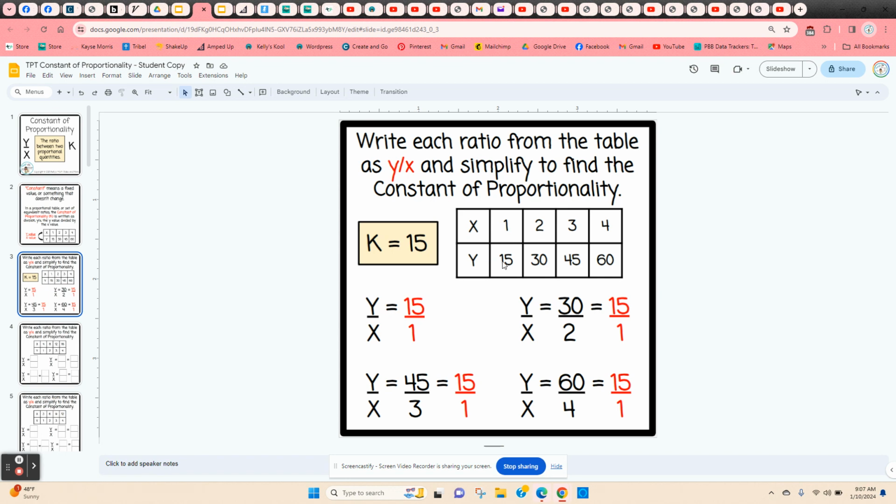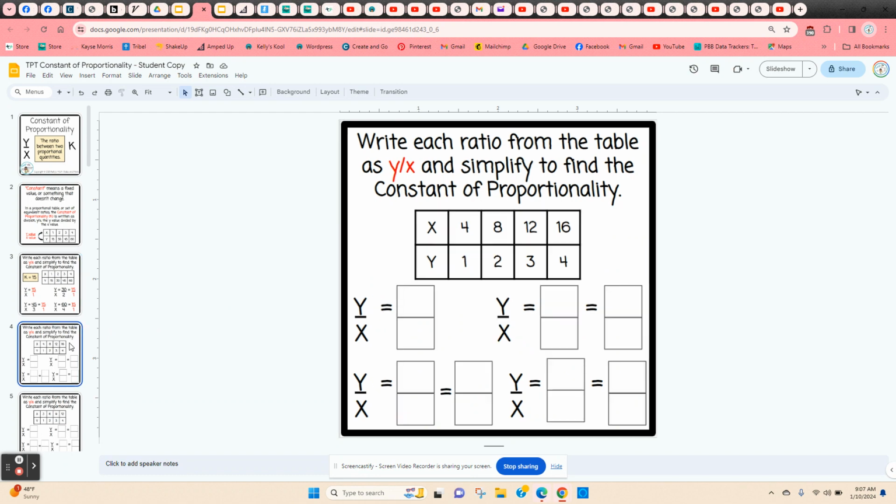over the x. So 15 over 1, 30 over 2, which simplifies to 15 over 1. 45 over 3, again simplifies to 15 over 1. And 60 over 4 simplifies to 15 over 1. So our constant of proportionality would be 15. So students are going to do that in the next few slides.